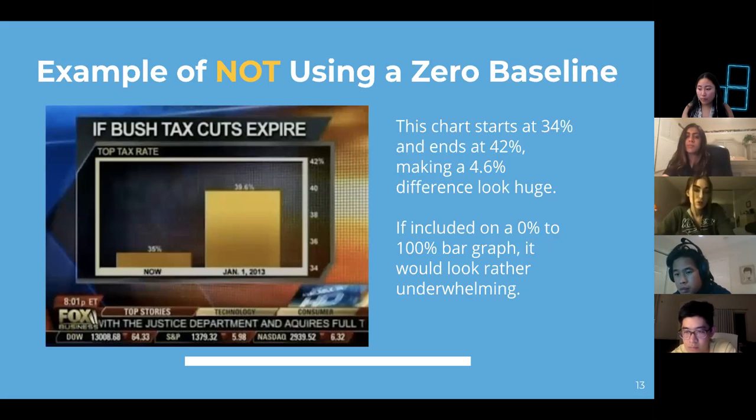Here's an old bar graph that was used in late 2012, and it talked about how much the tax rate would rise if tax cuts that were created when George Bush was president expired. In the graph, it shows a huge increase from the yellow bar on the left that says now, and then the one on the right.